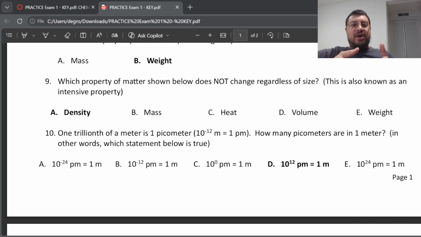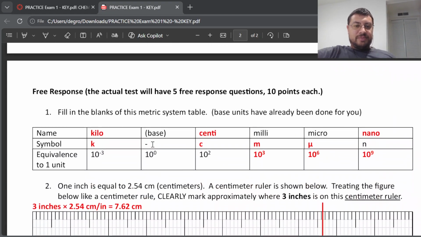Okay, so same thing here. If a picometer is 1/1,000,000,000,000th of a meter, then if I have 1 meter, that means I'm going to have 1,000,000,000,000 of those trillionths. How's that? Okay, so 10 to the 12, positive 12 picometers are going to be in 1 meter. You need a lot of the little thing to be equal to 1 of the bigger thing. All right, so that's the idea in that question. Okay, and that completes the multiple choice.